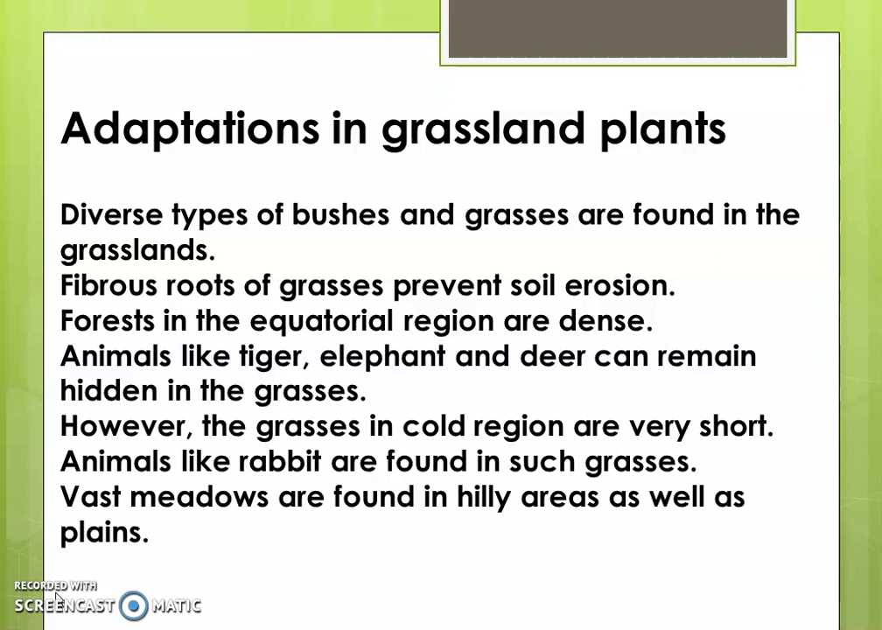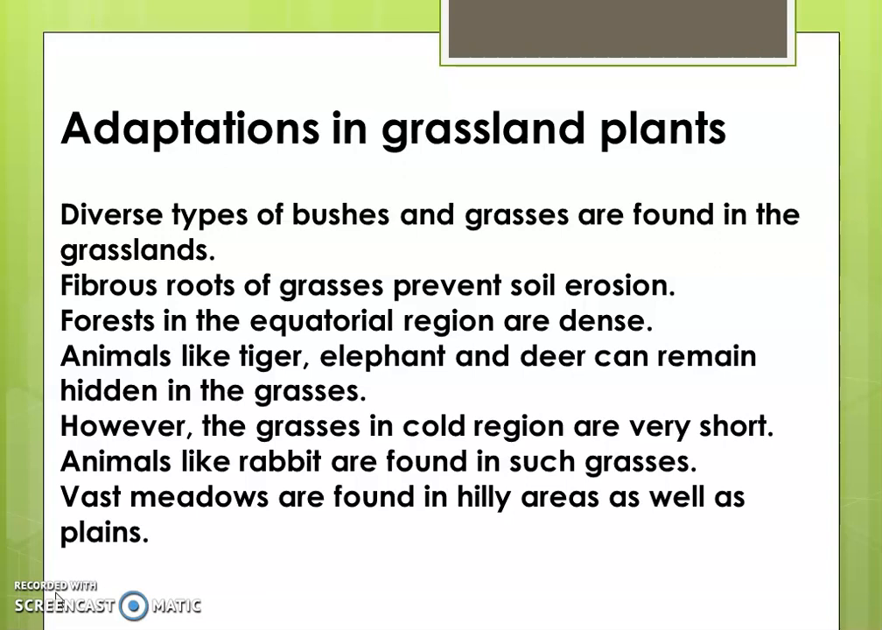Forests in the equatorial region are dense. Dense means many grasses are found over there. They are densely populated. We say some places are densely populated with people. In the same way, forests in the equatorial regions are dense. Animals like tiger, elephant, and deer can remain hidden in the grasses. We have seen that many animals hide themselves in the grasses.